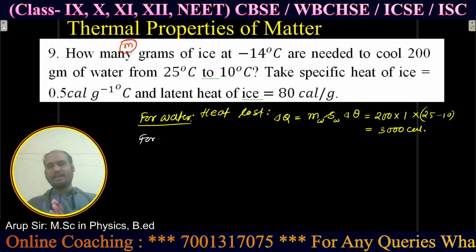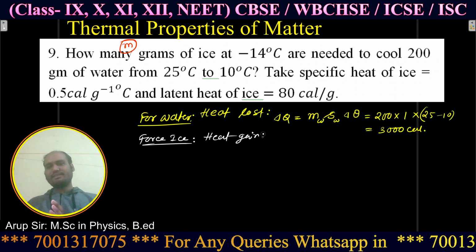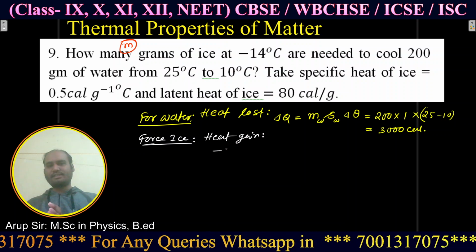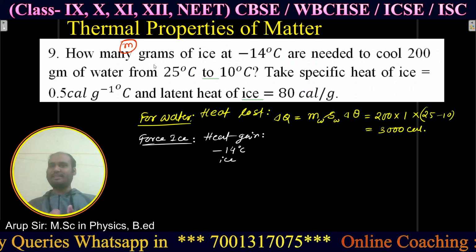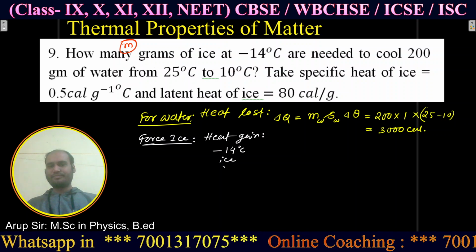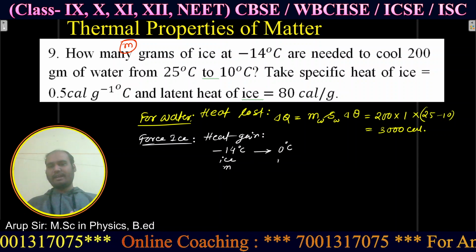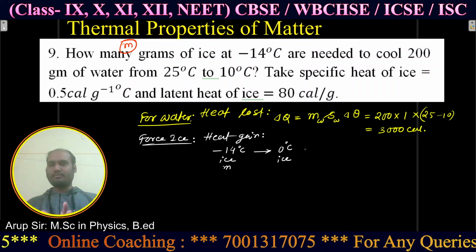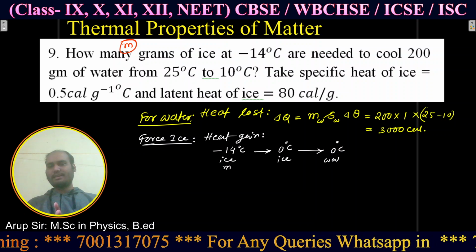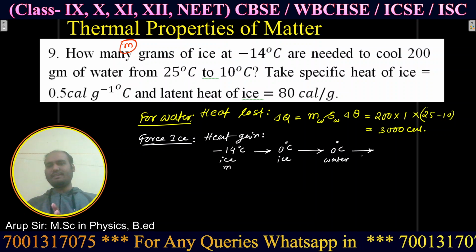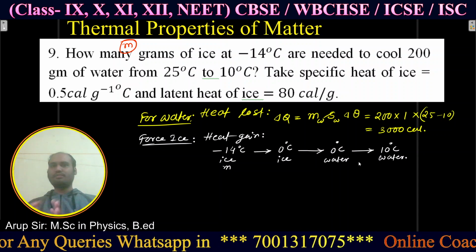This heat will be gained by the ice. So for ice, what will happen? Heat gain. And what are the processes? Let me write down the process. At minus 14 degrees centigrade it was ice of mass m gram. Its temperature at first will rise to 0 degree centigrade, and it will still be ice till now. Then the state changes at 0 degree centigrade, ice to water, and then its temperature will rise to 10 degrees centigrade, and obviously it will be water. So water to water, no state change.